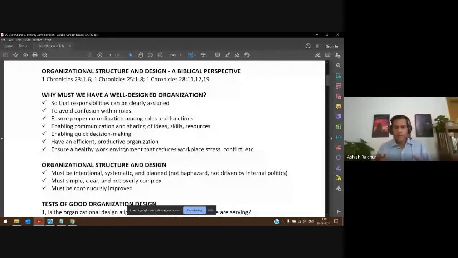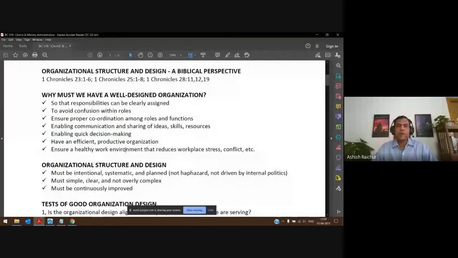So having an organization structure that is well designed gives us all these benefits. You can think of it like a well-designed machine, like a car or something. If it is well-designed, it has a lot of benefits. People enjoy what has been well-designed, right?